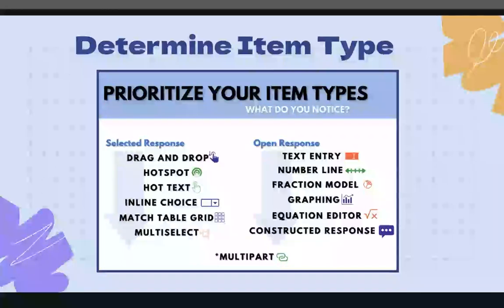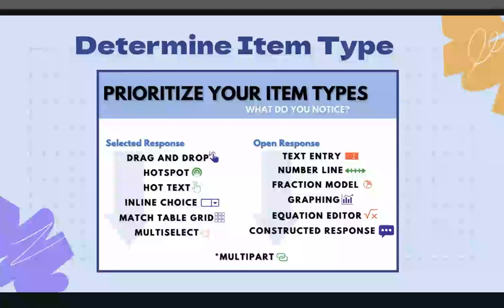Beyond that, you want to think about which is the kind of question that's going to actually fit with the learning progression that I just determined. So if it says something like categorize, do I have item types on here that help me categorize? Something like a drag and drop, perhaps. Something like a match table grid maybe is a better categorization than constructed response, right? Where I'm explaining or things like that. Or maybe they're both acceptable.